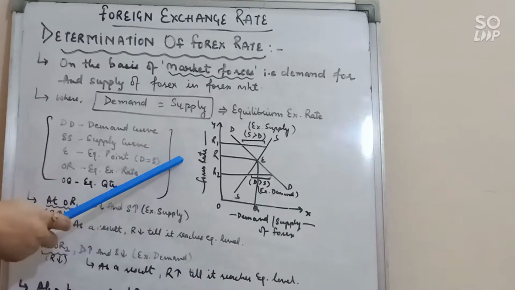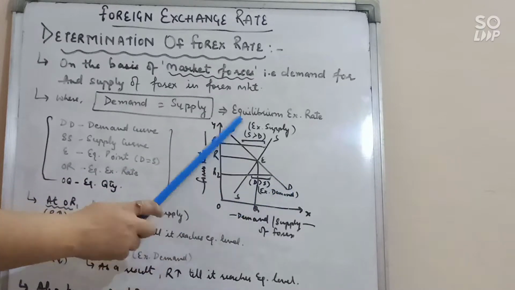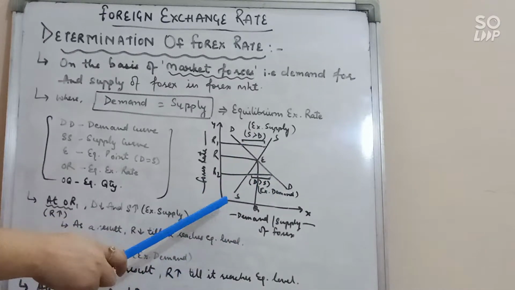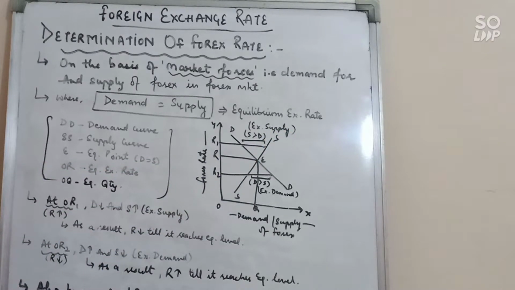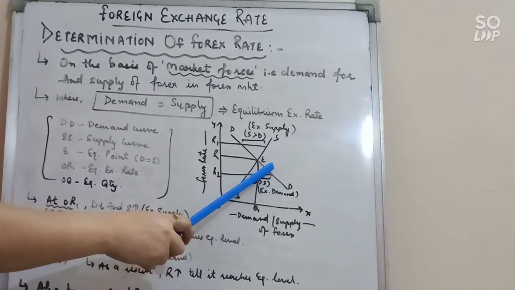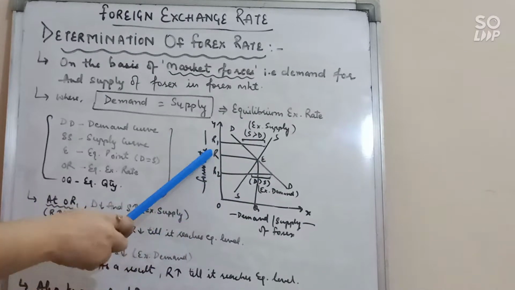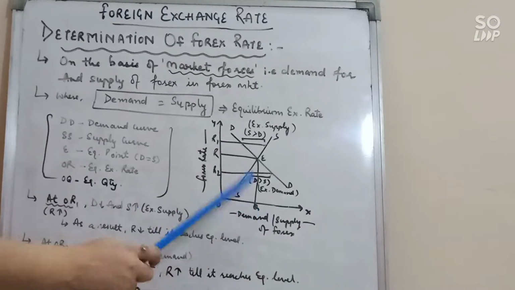OY represents the foreign exchange rate, and DD is a demand curve which is negatively sloped because of the negative relationship between price and demand, that is, rate and demand. The supply curve slopes upward because of the positive relation between rate and supply. This is the point E, the equilibrium point, where demand is equal to supply. Corresponding to this we have OR, that is the equilibrium rate, and OQ, that is the equilibrium quantity.